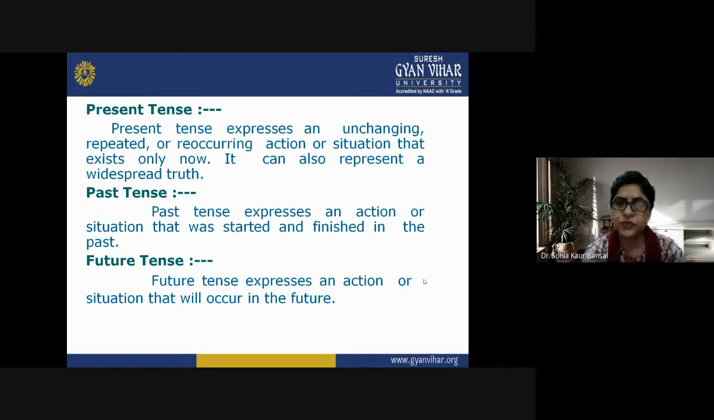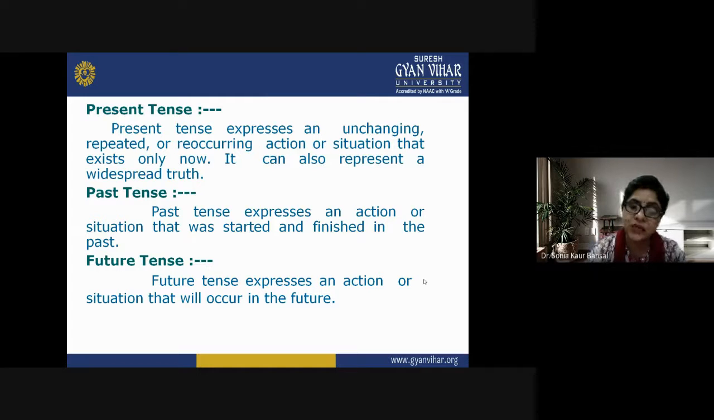For example, students, I can say, I'm teaching. So this is a situation which is existing now. So I'm teaching is reoccurring in the current moments. So this is how present tense is unchanging. What you see is what you express in your sentences in your spoken form.